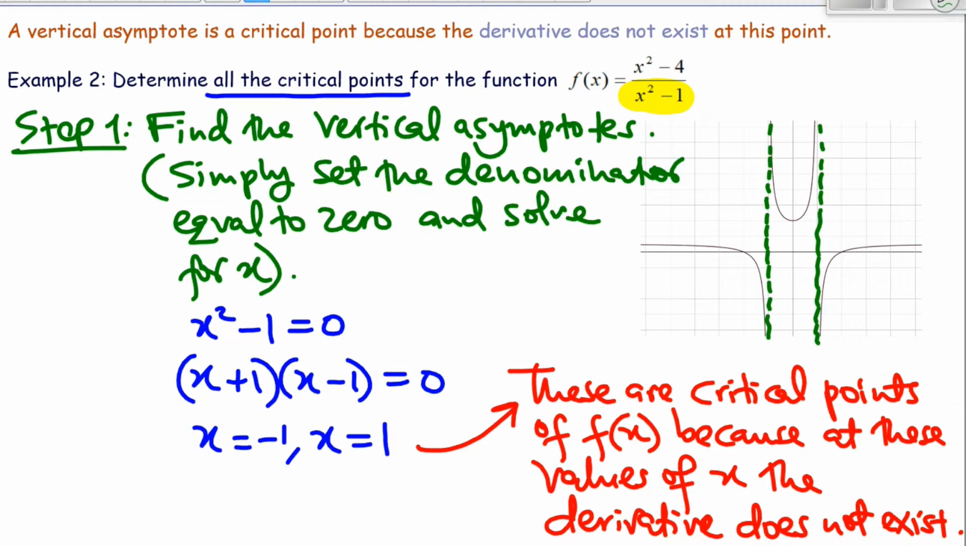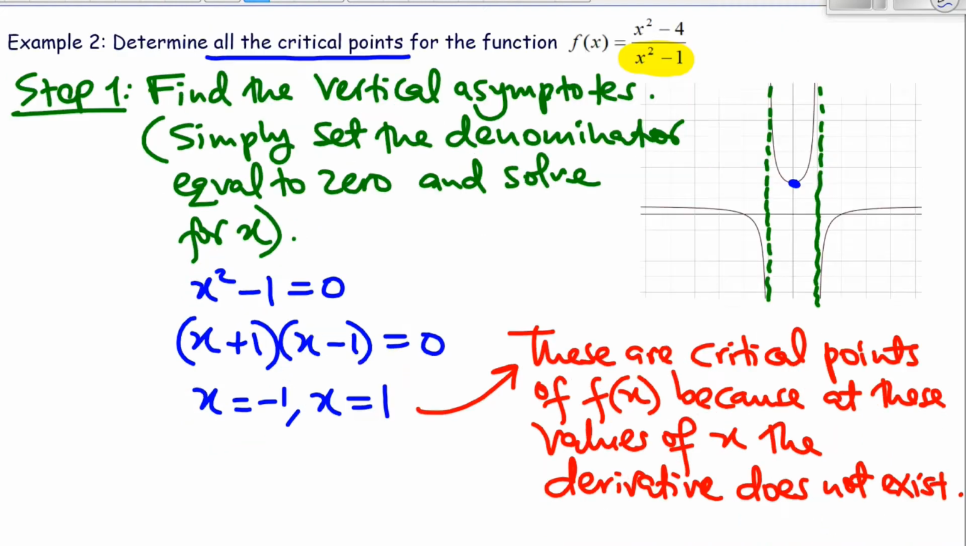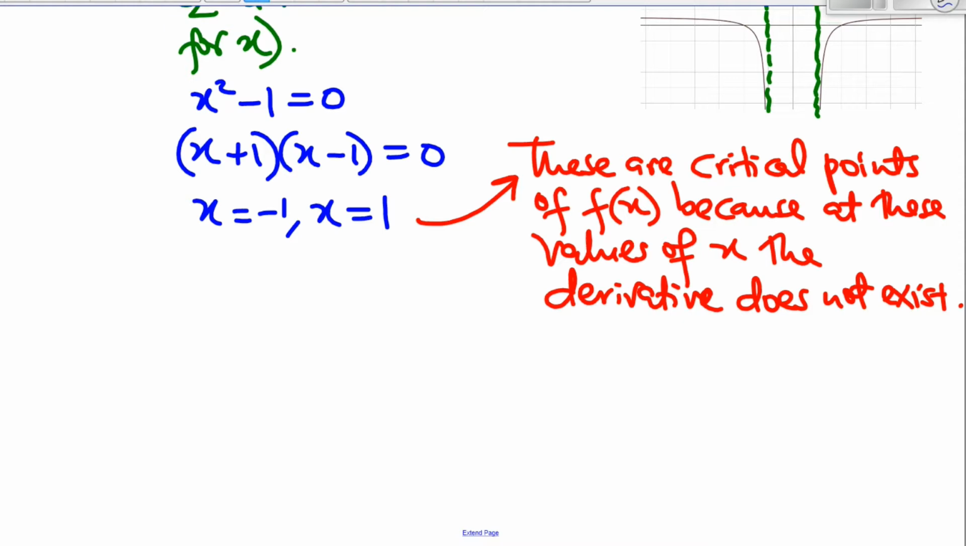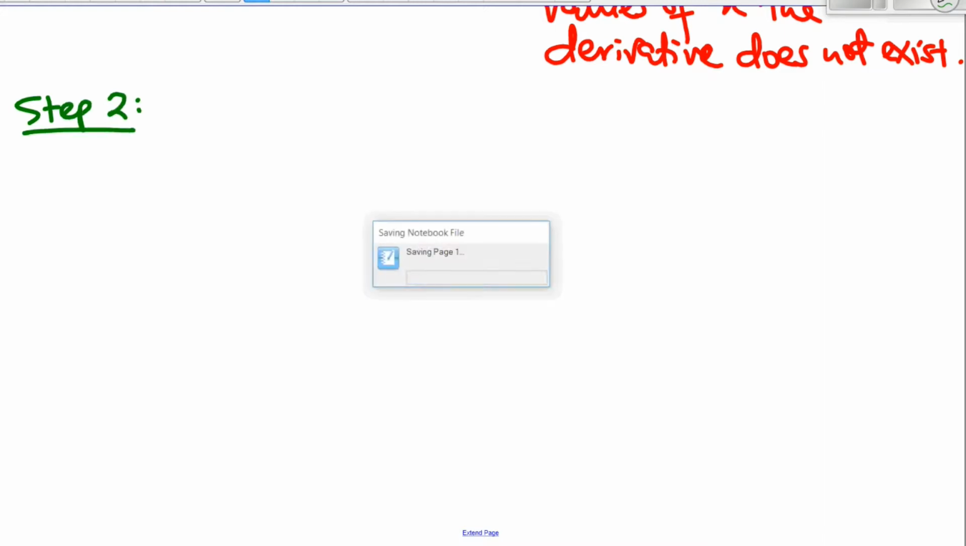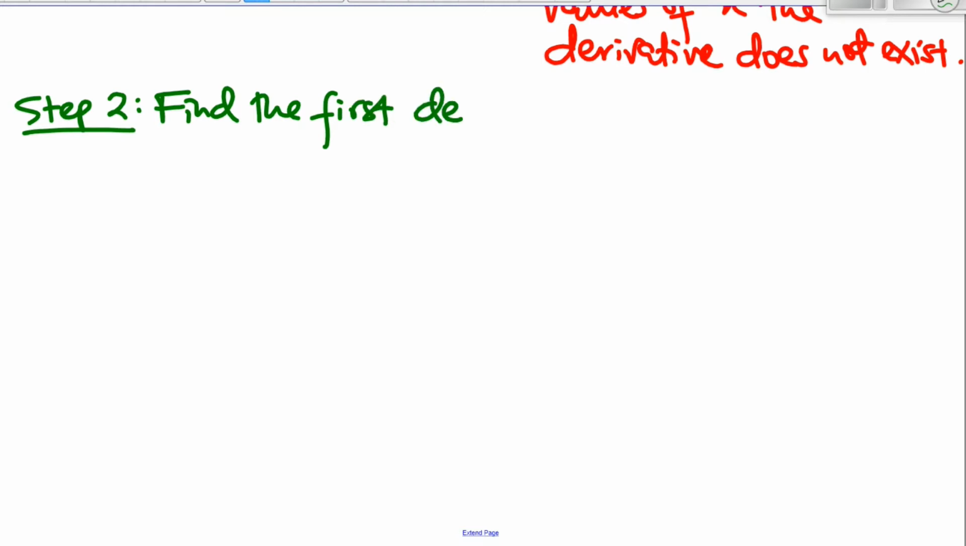Now, step 2, we need to find other critical points, and we need to find the first derivative of the function, set it equal to 0 and then solve for that. In fact, if you look at this function, this is the critical point that we need to find next. Okay, and how do we find it? That leads us to step 2. So step 2, we need to find the first derivative of the function.